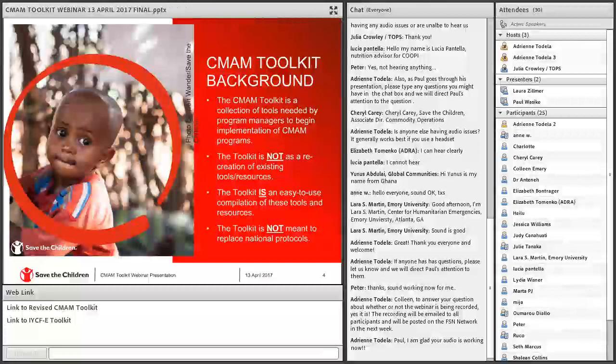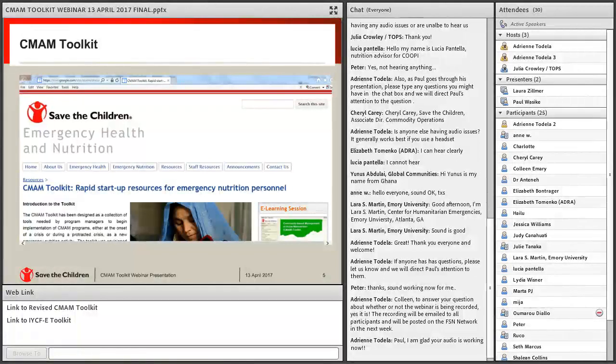And it's important to note that the toolkit is not meant to replace national protocols, and most of the areas or countries where we implement CMAM nowadays, there's some form of national guideline. So it's always important to refer to those. But in case there are certain components of the guidelines or protocols that are not available, then we can always adapt the components of the toolkit in that case.